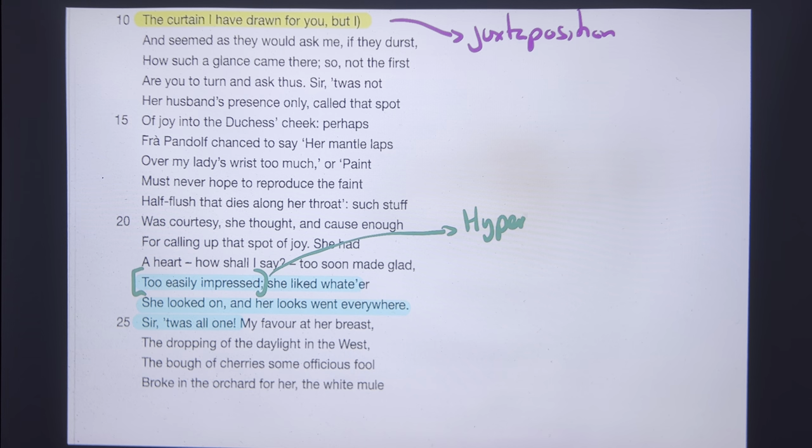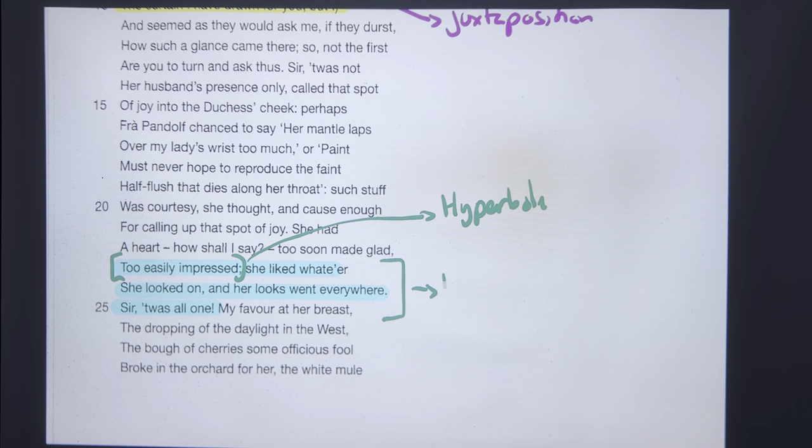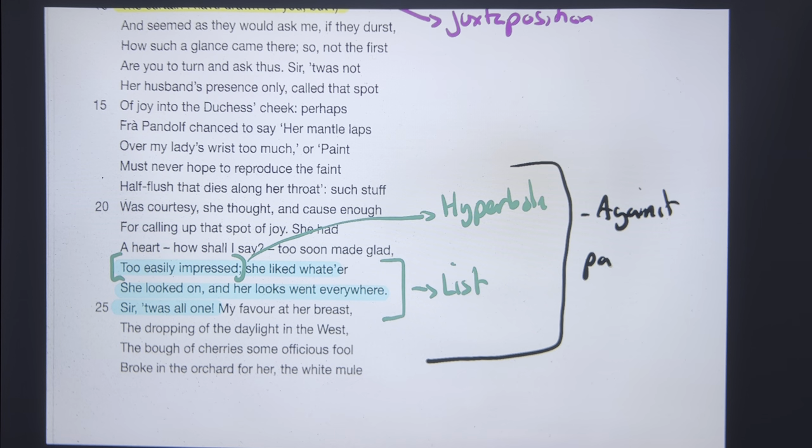And talk about the idea of a hyperbole. Or if you ever use the entire quote, so you might say from line 23 to 25, you can talk about it as a list and how it emphasizes how and what kind of woman she is. Then, guys, I would argue that this entire quote, it goes against the behavior of a patriarchal man.